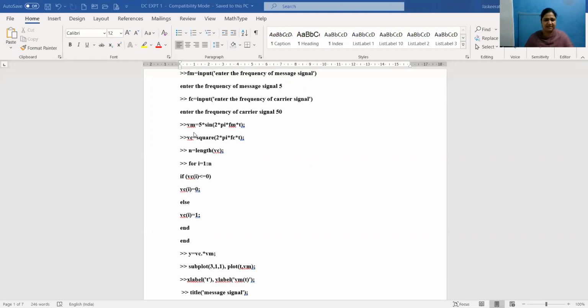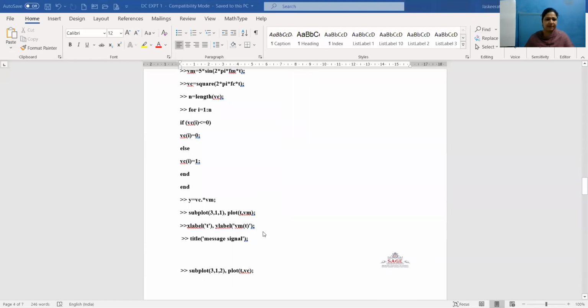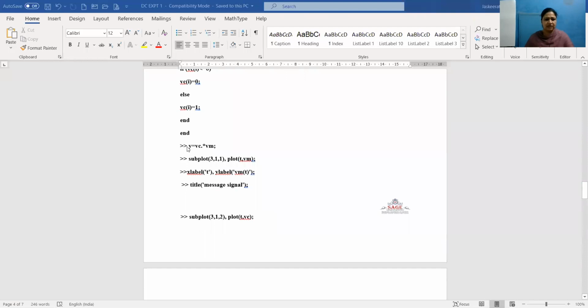Now we have the message signal as well as the carrier signal. I want to generate a natural sample signal, and the natural sample signal is generated by multiplying the message and carrier signal. So the natural sample signal is given by y, which is the multiplication of Vc and Vm. Here we can see there is a dot and star. The dot-star syntax is used when we want to multiply sample by sample, that means corresponding elements or samples of Vc and Vm will get multiplied with each other. Now this y will represent the samples of the natural sample signal.